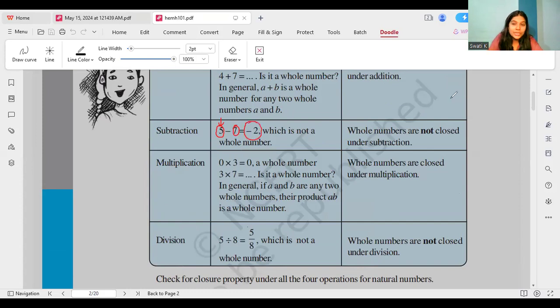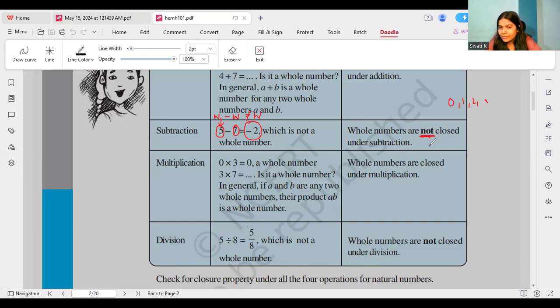You know that whole numbers start from 0, 1, 2, 3, and so on till infinity. But negative numbers do not come under whole numbers. Here you took a whole number, you took another whole number, you subtracted it, and you did not get a whole number. So that is why it is not closed under subtraction.